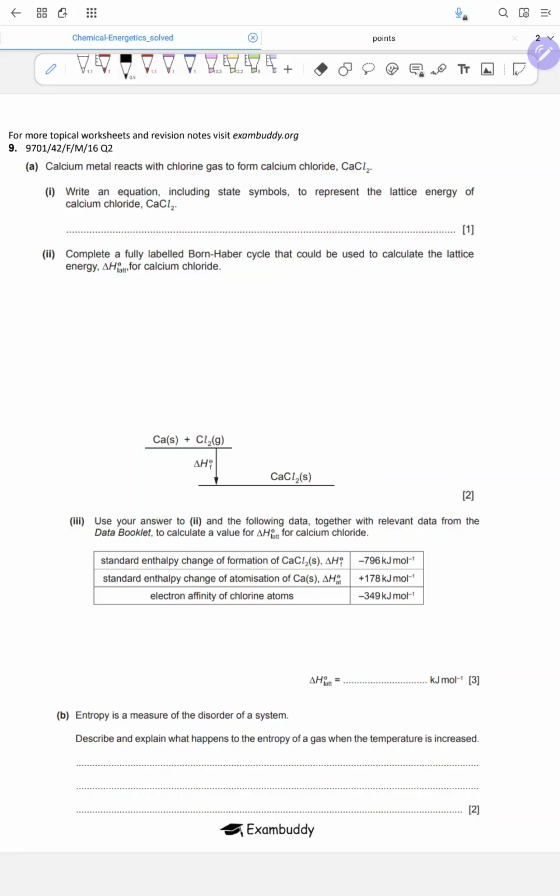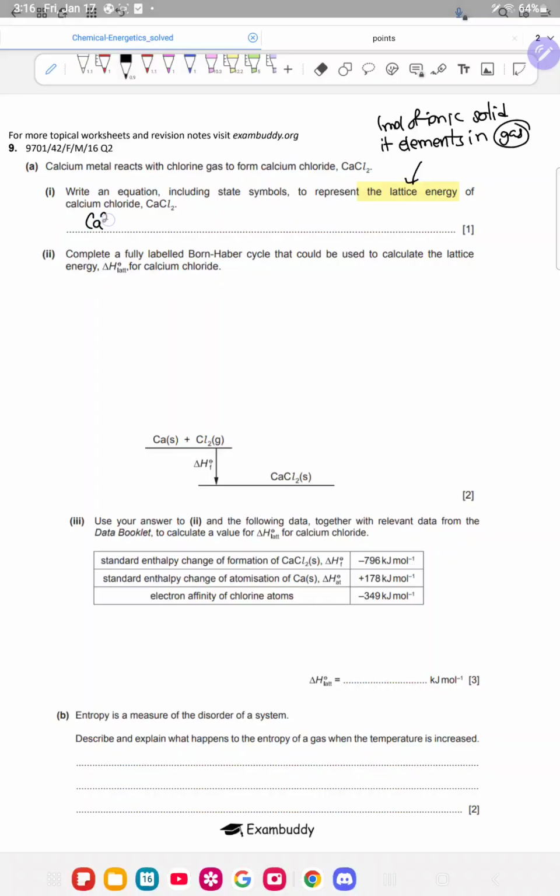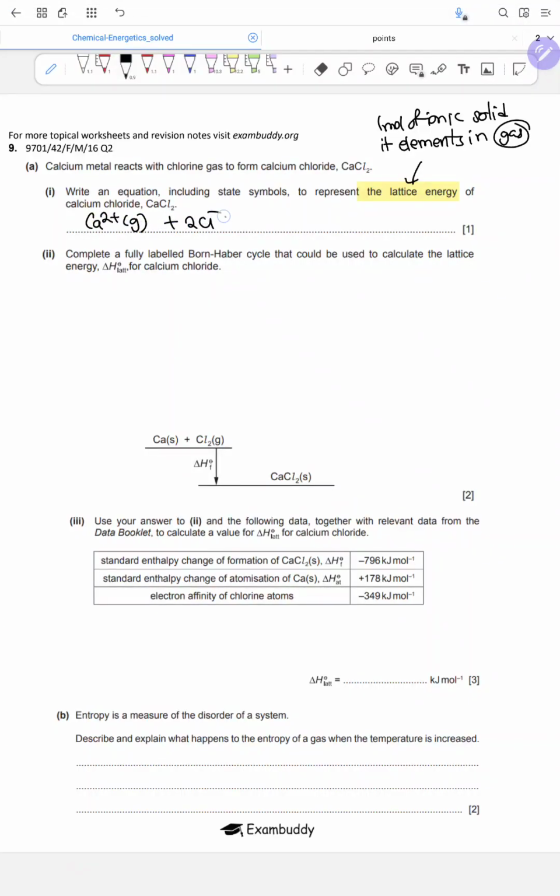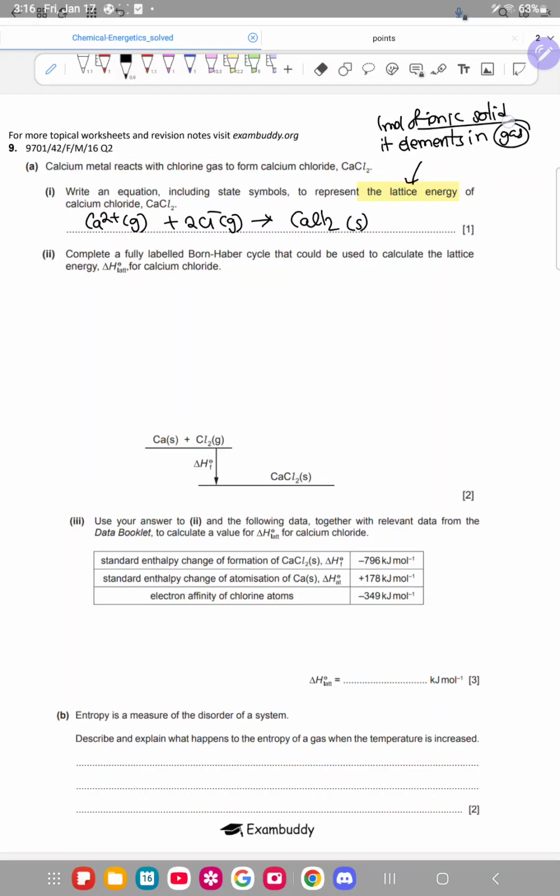So for the equation for lattice energy, we need to mark a few things. First, what do we understand by lattice energy? When 1 mole of ionic solid is formed from its elements, in the gaseous state, right? This is mandatory. So what we will write is the ions in the gaseous state: Ca2+ (g) plus 2Cl− (g), giving us CaCl2, which is a solid. And the solid is a must because it's saying that it's an ionic solid.